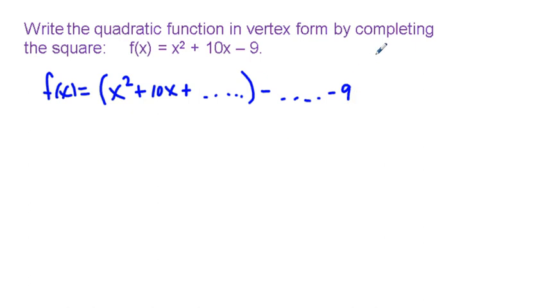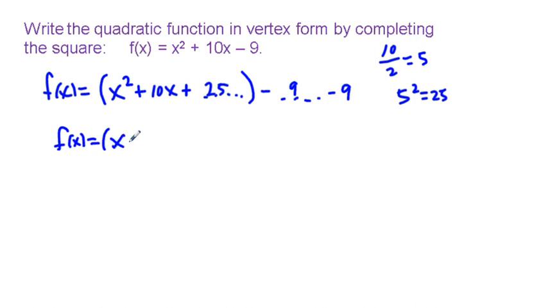Let's take care of that 10x: 10 divided by 2 is 5. And then below this, 5 squared is 25. So we have 25 minus 9. So we're going to have f of x equals x plus 5 squared minus 9, which is going to be negative 18 over here. And I'm not going to check that one.